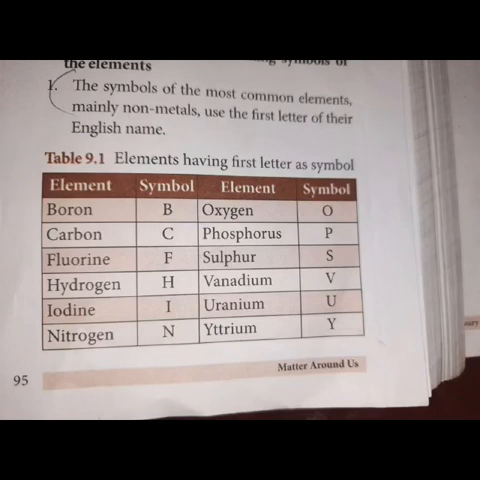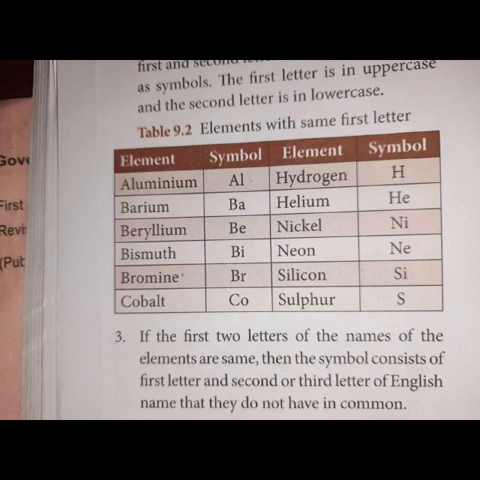Now, the present system for determining symbols of the elements. First step: most common elements, mainly non-metals, use the first letter of their English name. For example, boron, the first letter B is the symbol of that element. Second, if two elements have the same first letter, then the first and second letters of the name are used as the symbol. For example, aluminium and argon both begin with A. So for aluminium we use the first two letters, Al, and for argon, Ar.